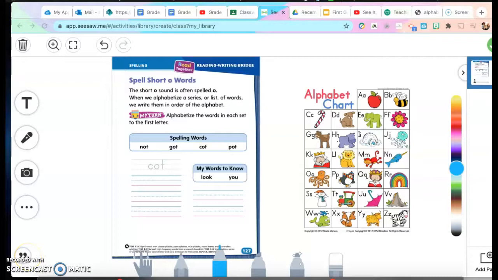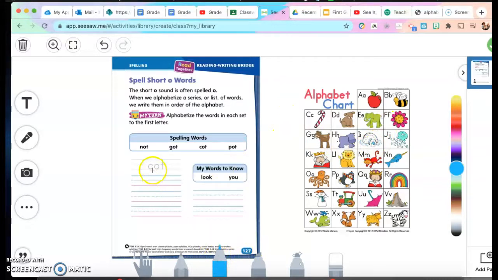Okay, so just like what I just modeled for you, we are going to put our spelling words in order of the alphabet, alphabetical order. This is in your book on page 127, and we're going to look at how we can put our words in alphabetical order. I also put an alphabet chart over here to help you just in case you forgot, okay?